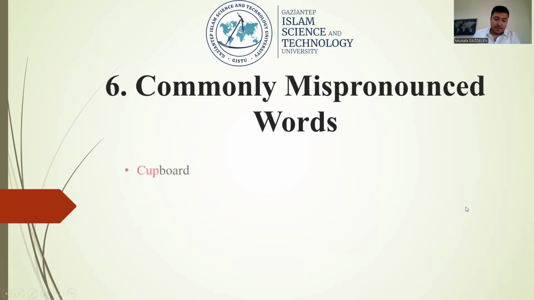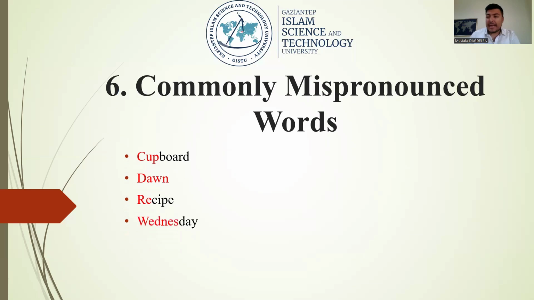Next page. Carpet. Dawn. Recipe, 3 syllables. Wednesday. Doubt. We don't pronounce this b sound there. Receipt. Just like doubt, we don't pronounce this p here.